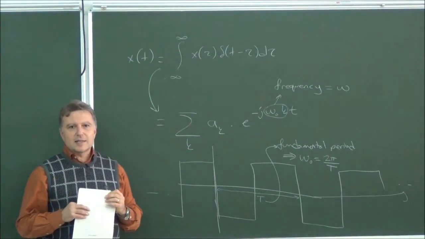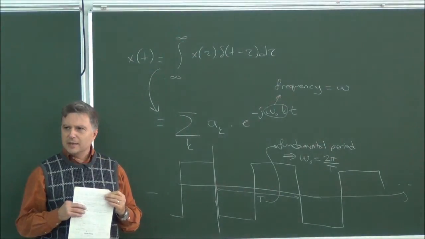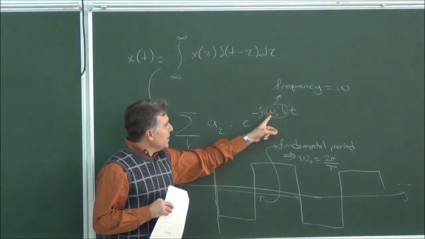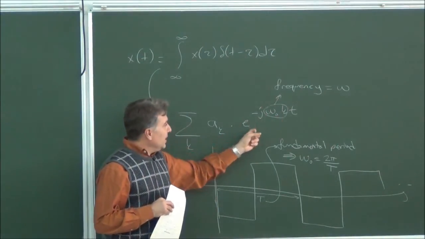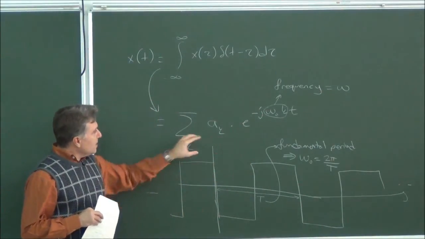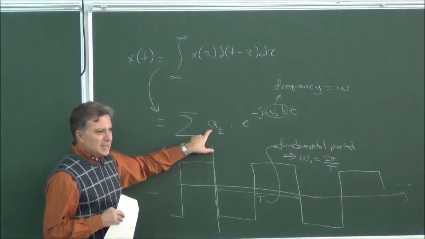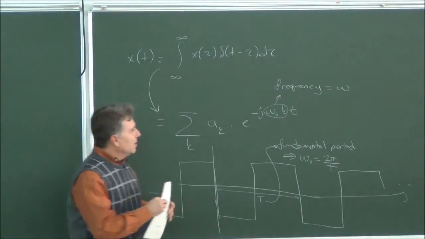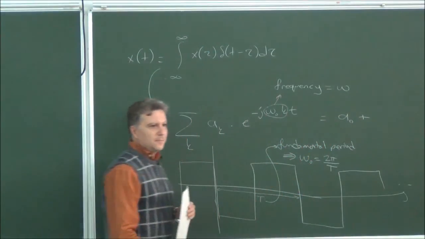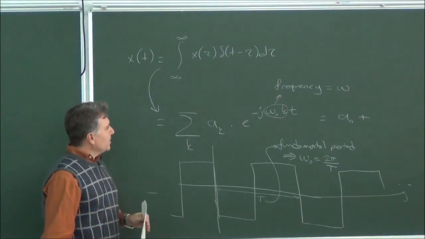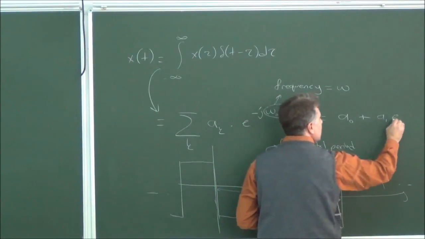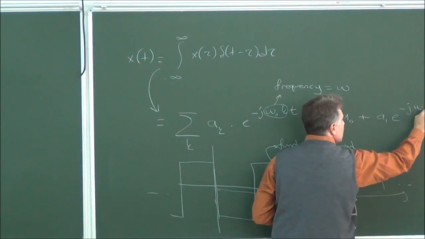Let's consider the k is equal to 0 case. What does that mean? What kind of a component does it correspond to? When k is equal to 0, omega 0 times k is 0, e to the 0 is 1. So there is a component called A0 here. Plus, what is the next component that we have? A1 times e to the minus j omega 0 t.